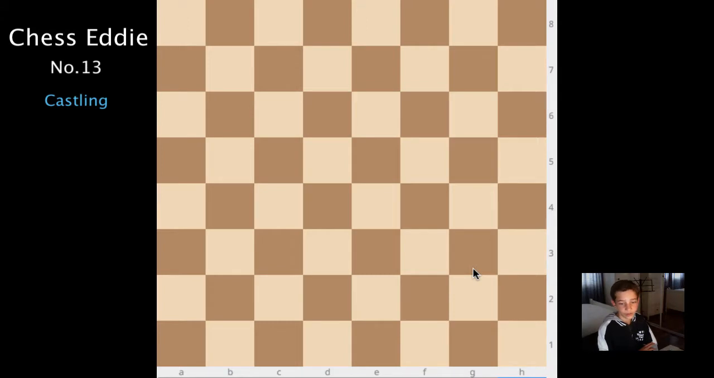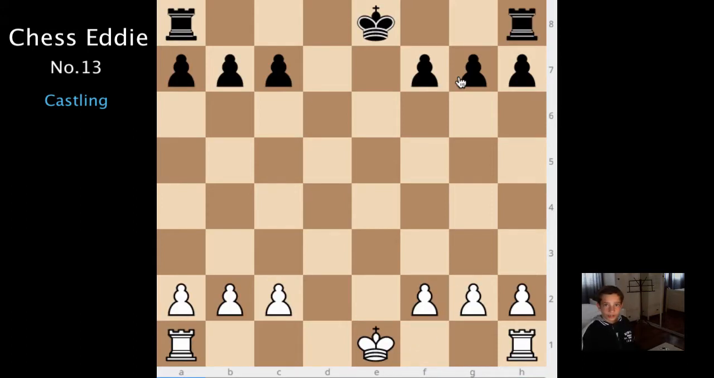Now we can go to the examples. Let me set up the first example right now. Okay, I'm back with the first example, and this example is just of the two ways that you can castle. The first is castling queenside, which is this way over here, and then the rook will go this way. Let me show you that.